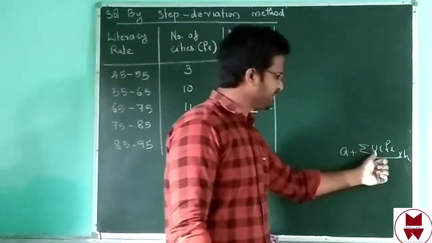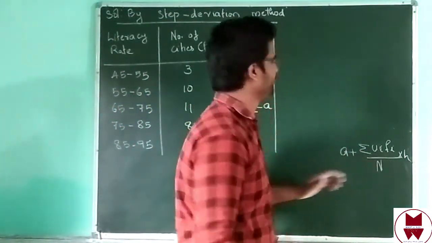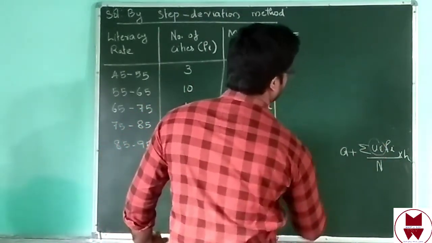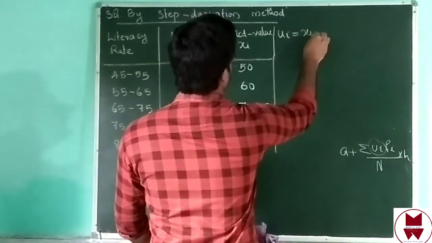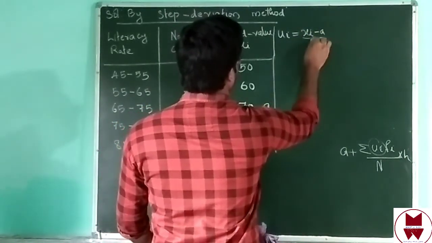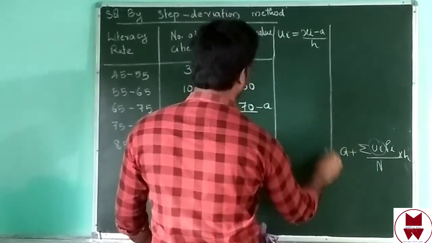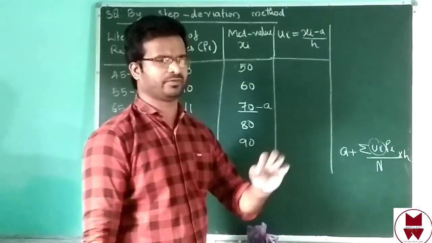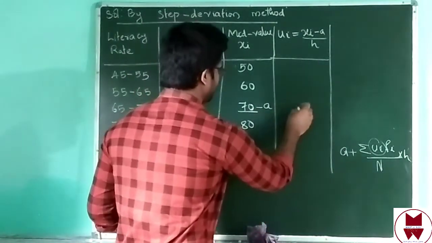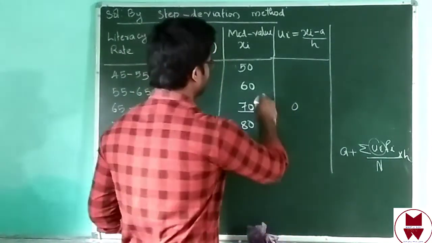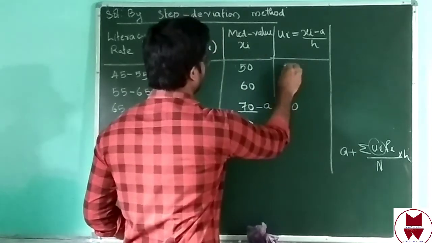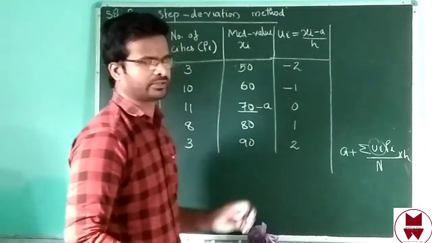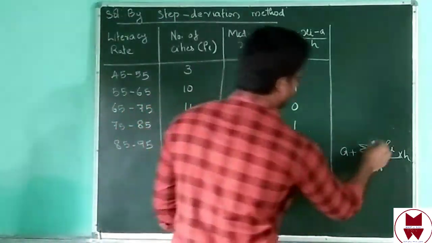Then in the next column we need ui. Ui means xi minus a divided by h. This is ui. Using this formula you can find it out. Otherwise, one shortcut I already told. Here directly write which number? 0, isn't it? Then just upside minus 1, then minus 2, then 1. This is the shortcut method. Then together plus 2.